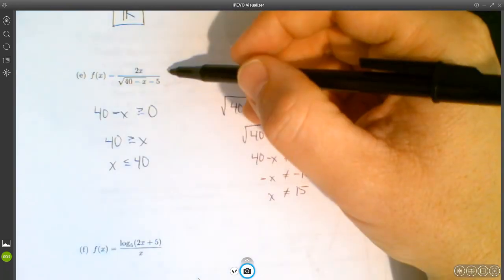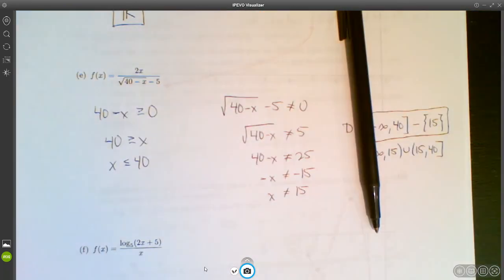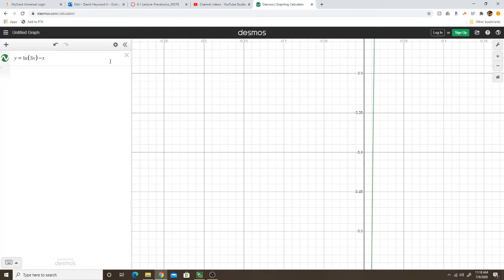I'm curious to know what this looks like. Maybe I'll graph it. Let's take a look at it in Desmos, just for the sake of curiosity. So this is going to be 2x over square root of 40 minus x, minus 5.